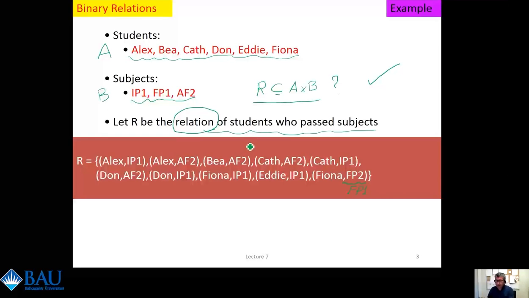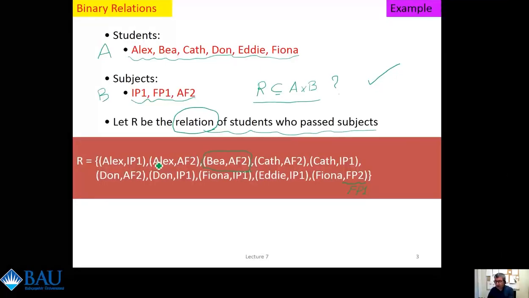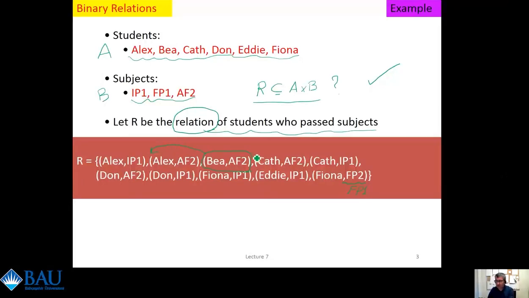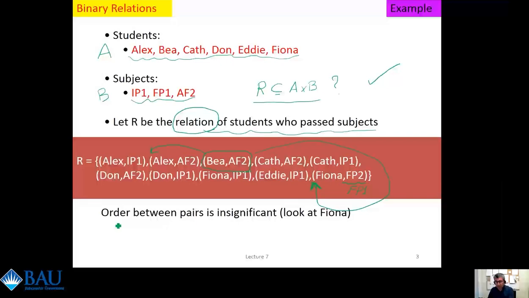In this example, pay attention. Since at the end we know that this is a set, look at it, for example this element in the set, B AF2. It does not matter where you want to write it. You can write it as the first element, you can write it in between the first and second, you can shift it and put it anywhere. It does not matter, because at the end this is a set. So order between pairs is not important.